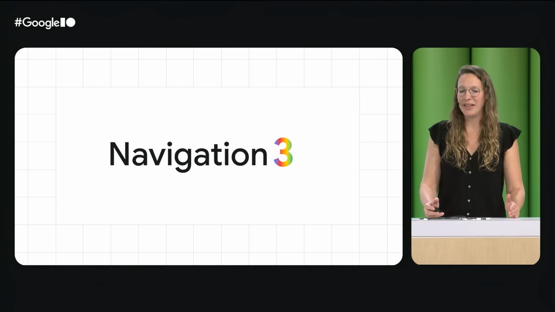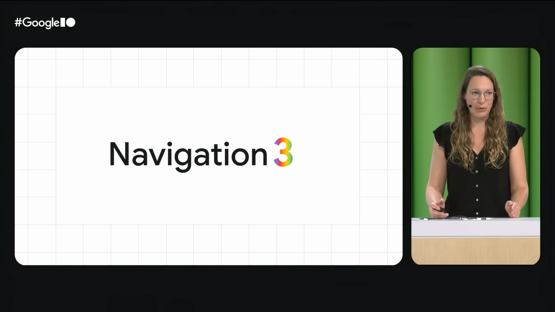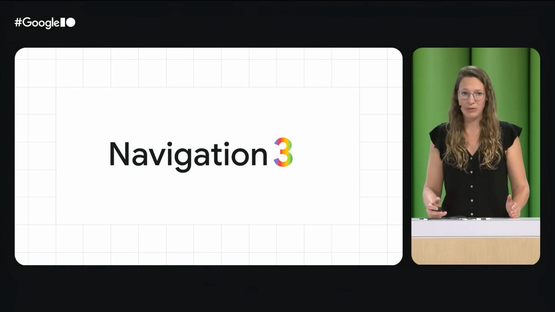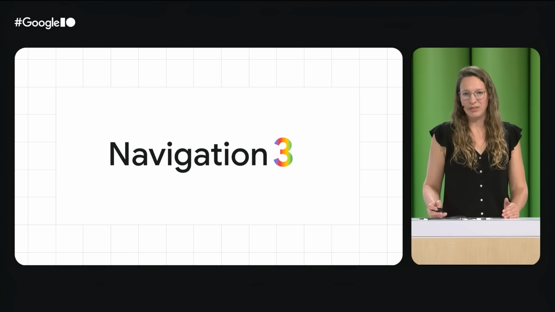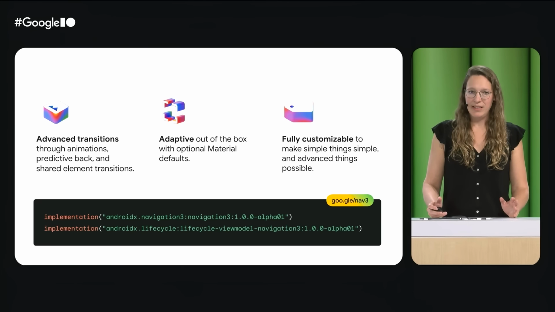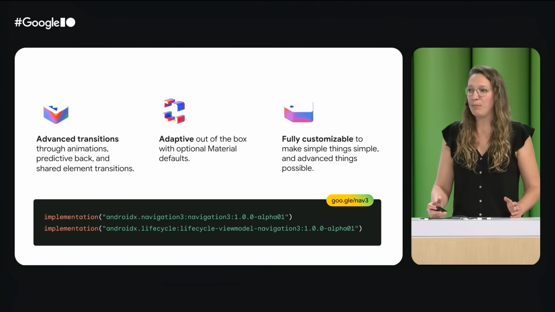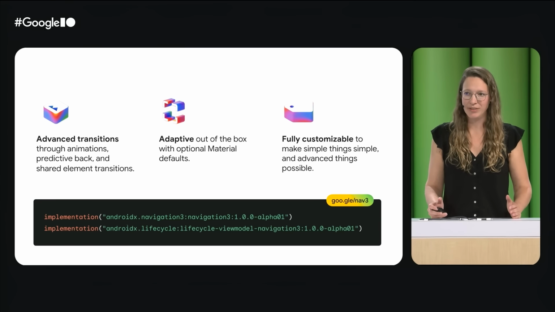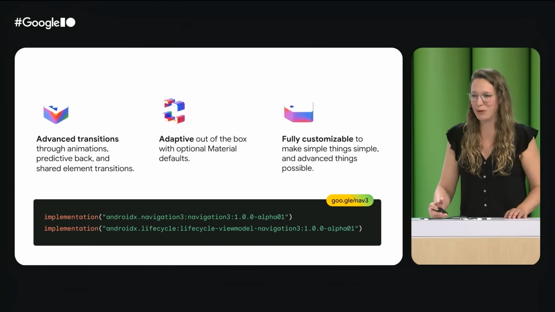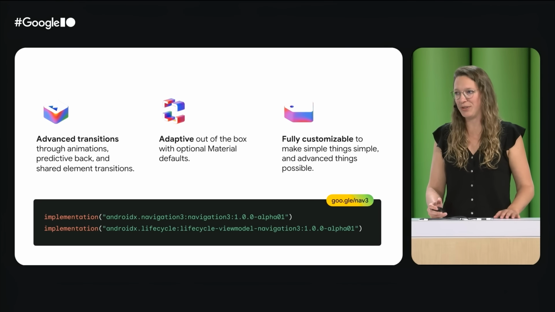A first alpha of a new artifact that makes it much easier to work with navigation in a Compose app, because this is built with Compose and using Compose. And so let me show you what that library offers. The library makes it easy to do transitions between different destinations using animations, to implement predictive back, or to create shared element transitions. It has a flexible layered architecture that is adaptive out of the box and works across form factors, including XR. And it even has a material design integration.